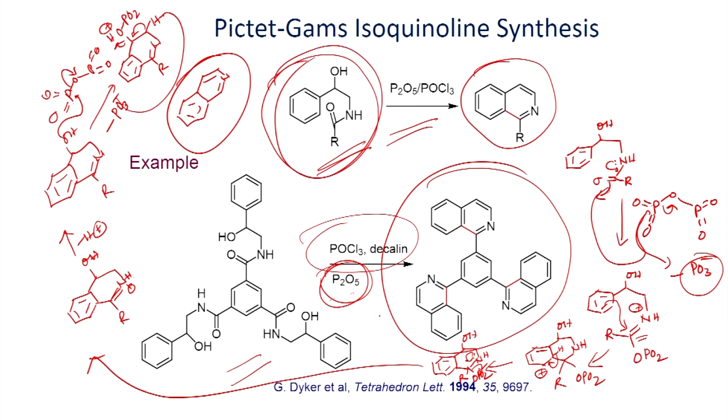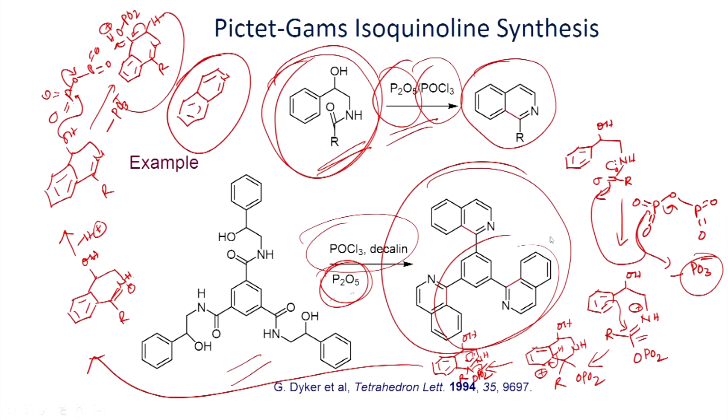Suppose you have this amide which is bonded with this aromatic system, you can try to cyclize intramolecularly in the presence of phosphorus pentoxide and POCl3. In a similar way you can try to draw the mechanism. So, you can get this isoquinoline derivative.